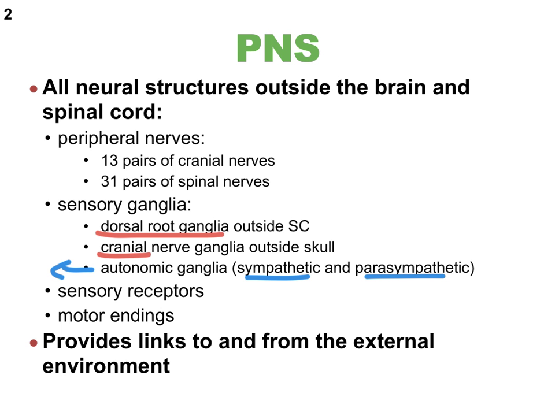Sensory receptors are going to be discussed in this presentation as well. The motor endings you've already studied when you studied the axonal terminals of somatic motor neurons in the neuromuscular junction, and you've already learned a little bit about the varicosities of the autonomic motor neurons that innervate smooth muscle, cardiac muscle, as well as glands. So overall, the function of the peripheral nervous system is for communication between the body and the central nervous system.